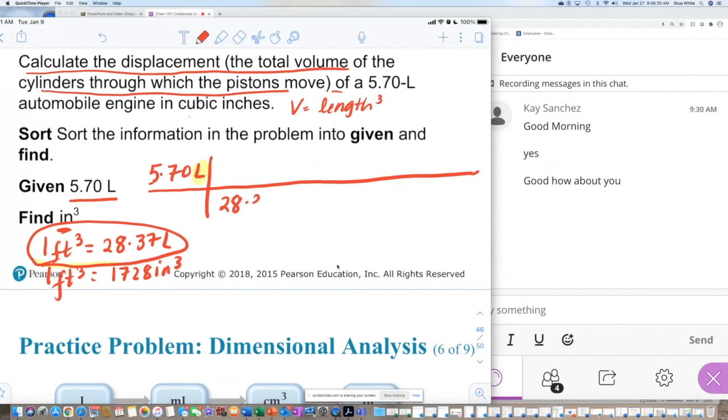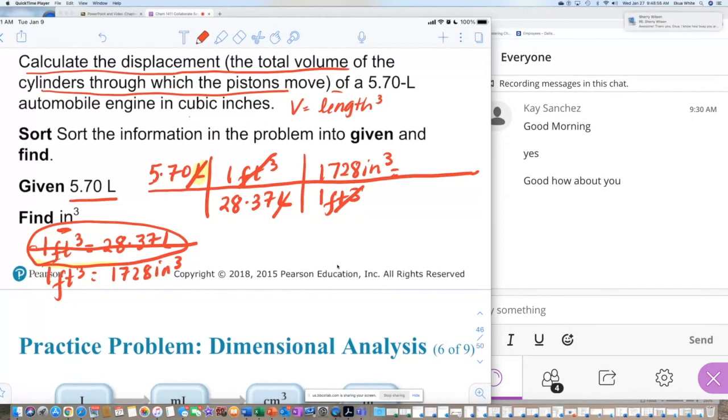So 28.37 liters will be on the bottom. On the top, I'll have 1 foot cubed. And over here, I have 1 foot cubed, right? I put that on the bottom. I used this already. And on top, I write 1728 inches cubed. Liters cancel out. Foot cube cancels out. My answer is in inches cubed. I didn't have a direct conversion, but I had a conversion that made it possible for me to not cube units. But I'll do one that requires you to cube units, okay?